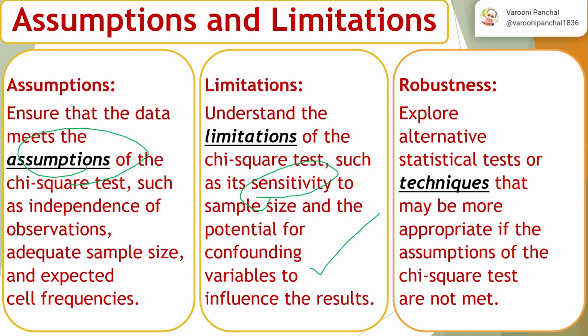Robustness. Explore alternative statistical tests or techniques that may be more appropriate if the assumptions of the chi-square test are not met. For example, I just said that if the cell count is less than 5, then you use Fisher's exact test. That means it is not meeting the assumptions of the chi-square test, so I will go for Fisher's exact test. Likewise, there are many other alternative tests if you are not able to fit the chi-square test.